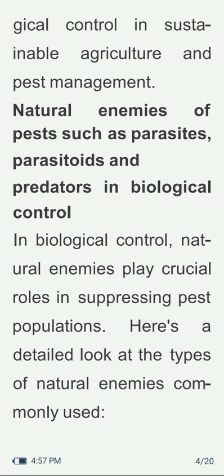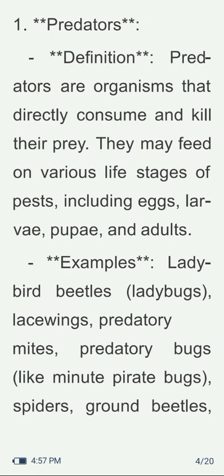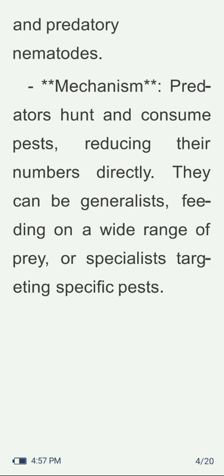The natural enemies of pests, such as parasites, parasitoids, and predators, in biological control. In biological control, natural enemies play a crucial role in suppressing pest populations. Here is a detailed look at the types of natural enemies commonly used. Predators: predators are organisms that directly consume and kill their prey. They may feed on various life stages of pests, including eggs, larvae, pupae, and adults. Examples: ladybird beetles, ladybugs, lacewings, predatory mites, predatory bugs like minute pirate bugs, spiders, ground beetles, and predatory nematodes.